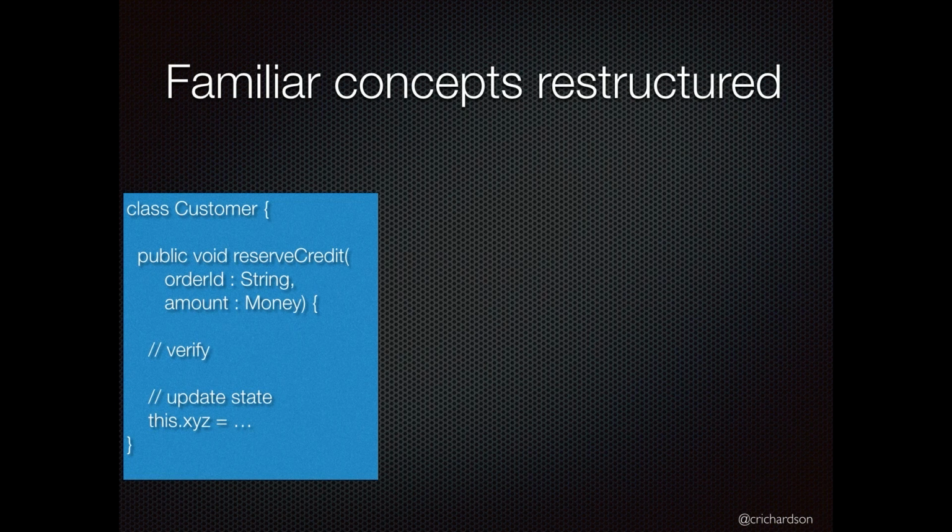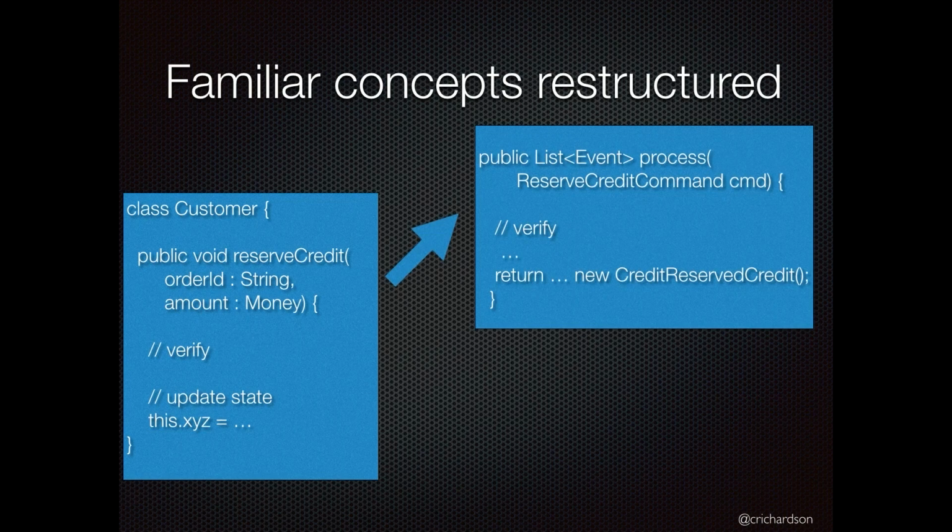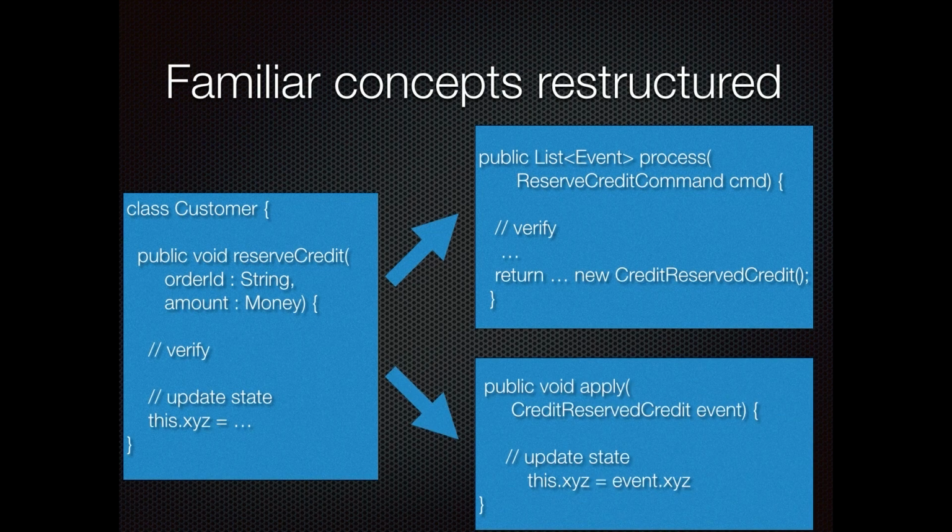So in this model, we're doing it slightly differently. That method is actually split into two. The process method that takes the command returns the events that encapsulate that state change. And then there's an apply method that takes the event and updates the state. So it's a similar business logic, just split into two different methods. It takes a little bit of getting used to, but it's not that much of a change.